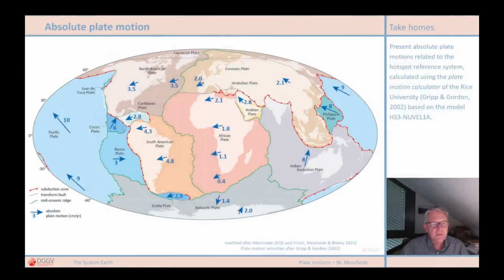Here we see the directions and velocities at which the plates are moving today, based on the Hotspot reference system. So we see here the absolute plate movements. For example, you can see that the Pacific plate is drifting relatively quickly in a northwesterly direction at up to 10 centimeters per year. The African plate, on the other hand, is moving quite slowly, mostly at less than 10 centimeters per year. And what is interesting, it is moving slightly westwards and not eastwards, as one might initially assume when looking at the spreading zone between Africa and South America.